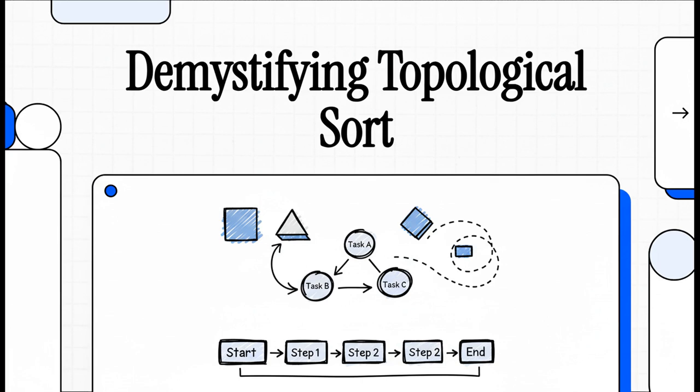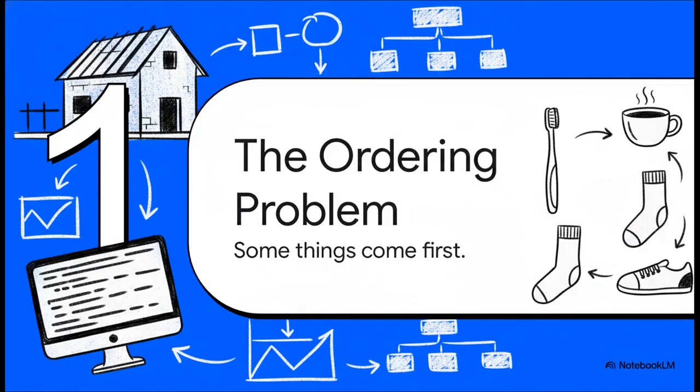Today, we're going to unravel that web using a really powerful idea from computer science. At its heart, this is a problem we all face. Whether you're building a house, compiling code, or literally just getting ready for your day, the sequence of events is absolutely critical. It's just a fact of life. Some things simply have to come first.